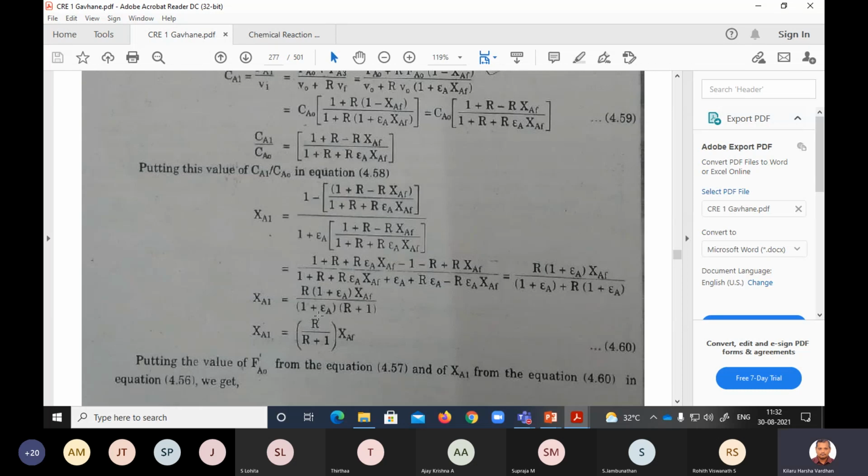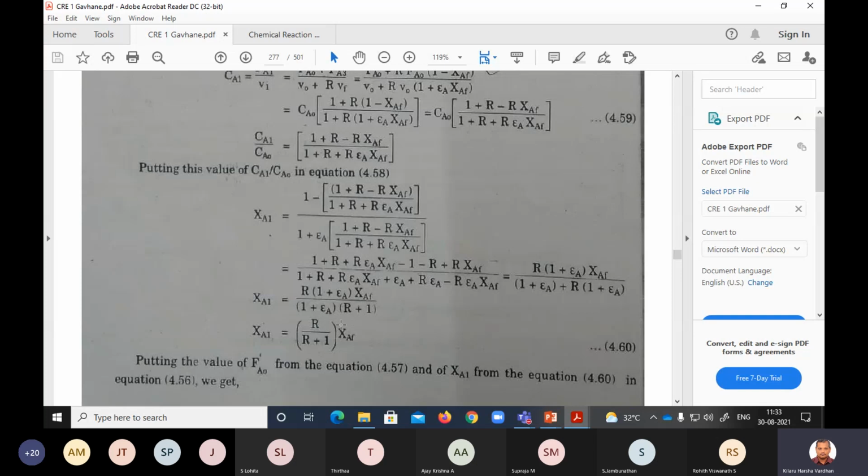Correct, ma? Any doubt? Then this 1 plus epsilon A, 1 plus epsilon A get cancelled out, and you get XA1 is R by R plus 1 XAF. It's a beautiful equation. Any doubt, ma, here? Just some feedback. Yeah, this is simple, doing this LCM and then cancelling out pluses and minuses and writing in terms of some terms where something gets cancelled out, numerator and denominator. I'm writing like this so that 1 plus epsilon A, I think you can cancel out. So you are left with XA1 is R by R plus 1 XAF.